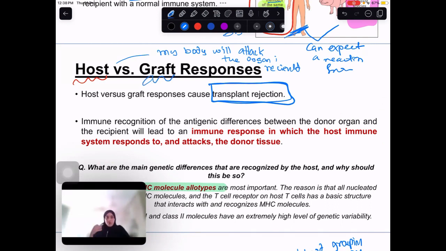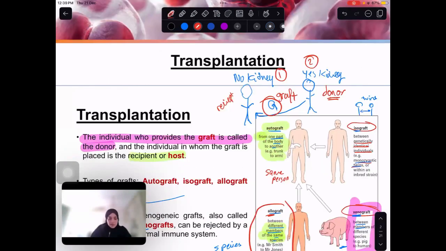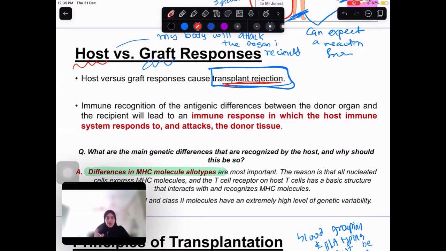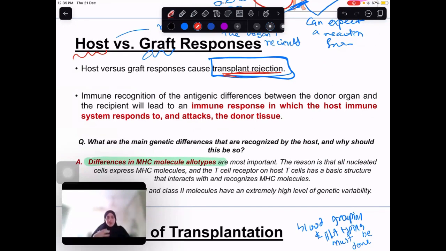So myself, the host, I'm the one who received this, right? Here, for example, in this case, let's go back. This recipient, or me, the host, I'm going to be attacking this graft that has been donated. I will attack it. Okay, this is the host versus graft. And this is what we know as transplant rejection, right? We always hear about it. I transplanted something, and then after some time, we'll see that it was not successful because the body starts rejecting it, right?